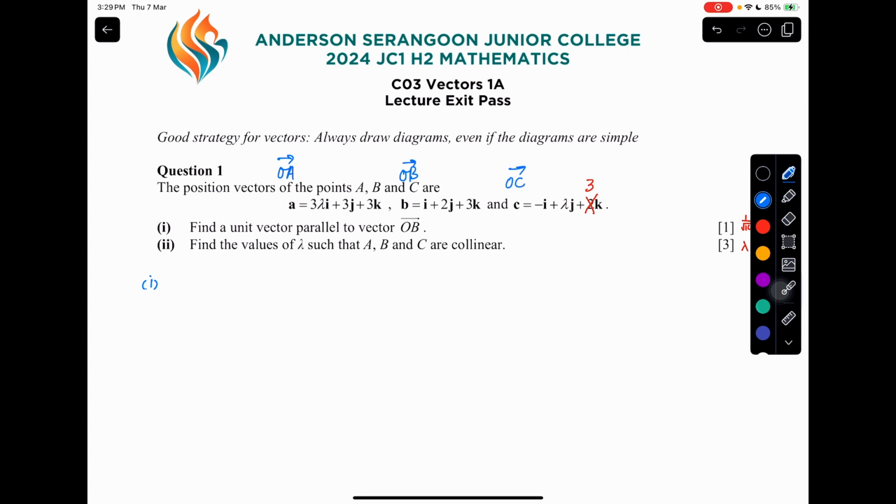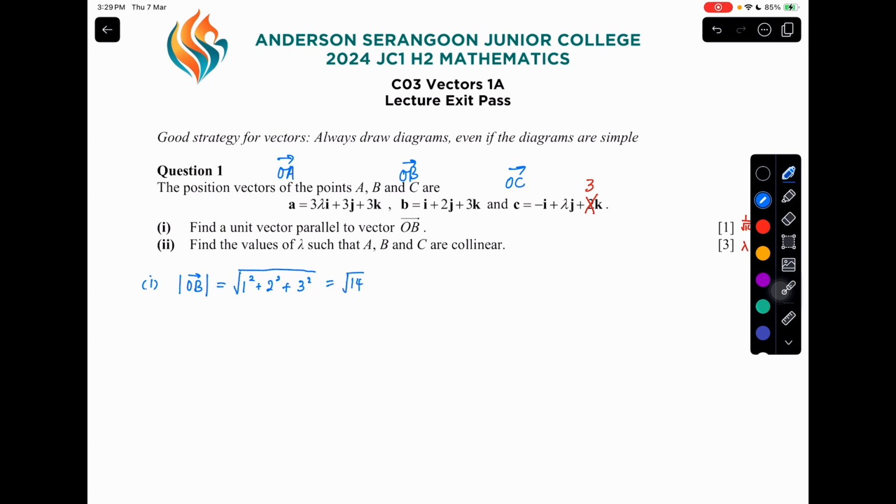Okay, so we are going to find a unit vector parallel to the vector OB. So what we need to do is take vector OB, find the magnitude and then make it a unit vector. So how do we do this? First we're going to find the magnitude of OB. The magnitude of OB would be 1 squared plus 2 squared plus 3 squared, all under a square root. All together you have root 14.